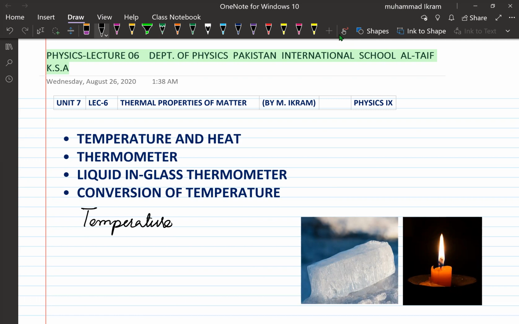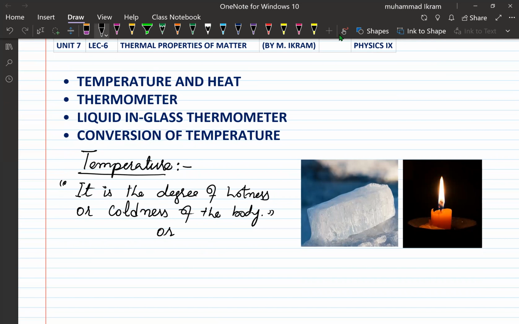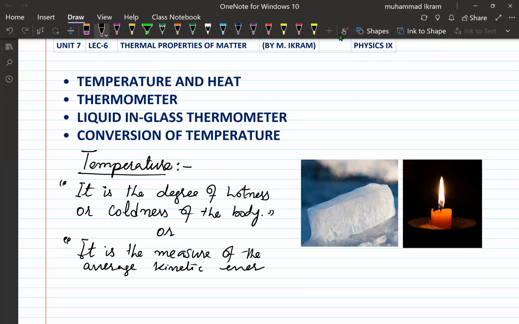Temperature. Now, what is temperature? It is the degree of hotness or coldness of the body, or we can say here, this is more appropriate, and I will tell you why: it is the measure of the average kinetic energy of the molecules of the body. So that is called temperature.